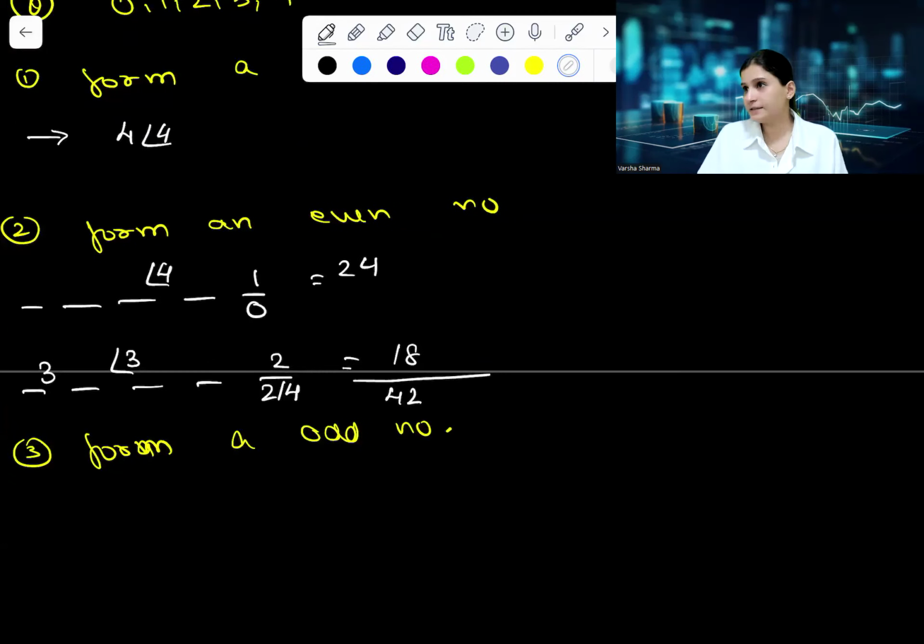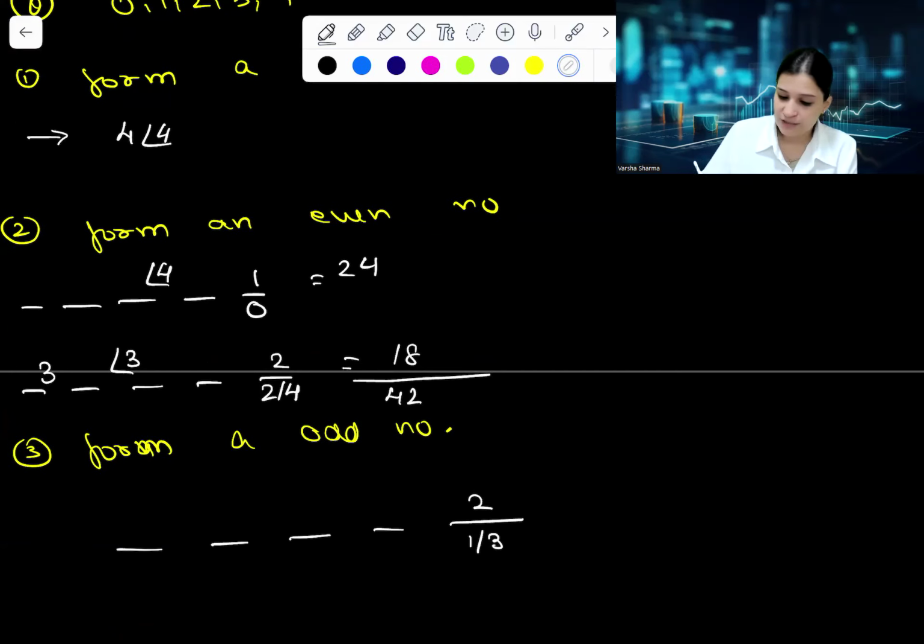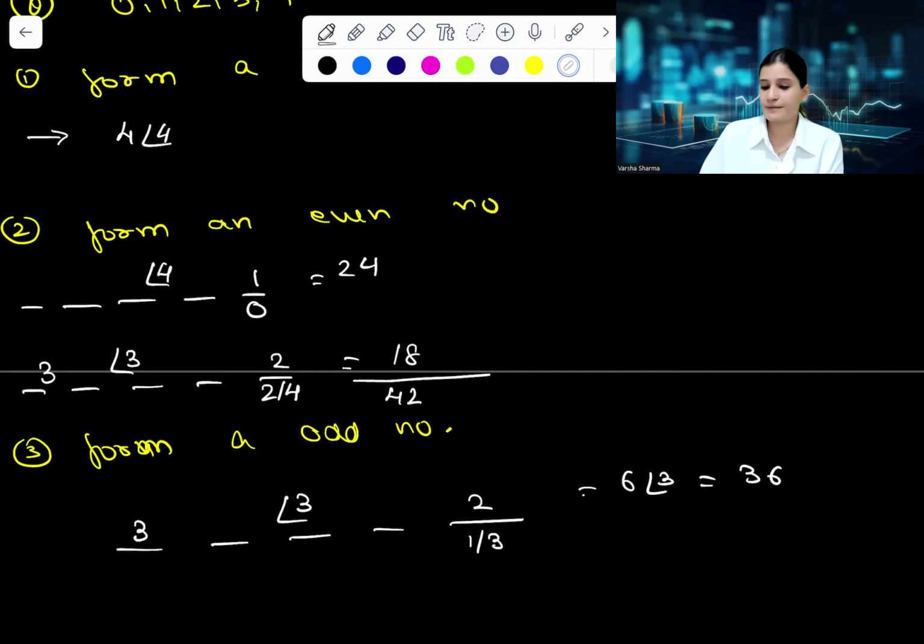Form an odd number. In this case, it's easier. So if I want an odd number, the last place has to be filled by 1 or 3, 2 ways. Remaining 4 people, but in those 4, there is a 0. 0 cannot sit in the first place, so there are 3 ways to fill this position. Now remaining 3 letters can sit in any which way, 3 factorial. So 6 into factorial 3, 36.